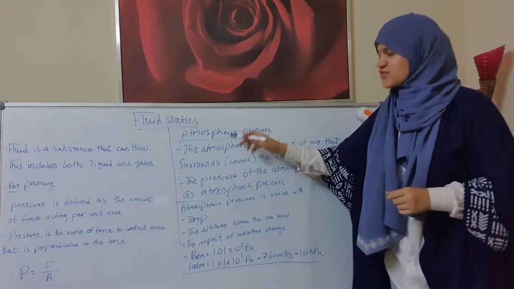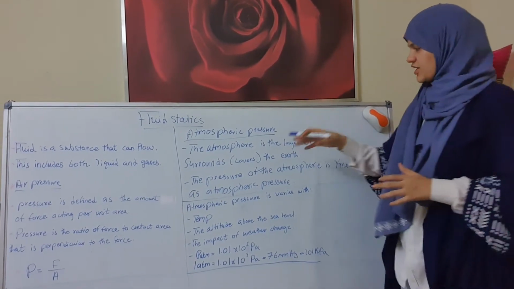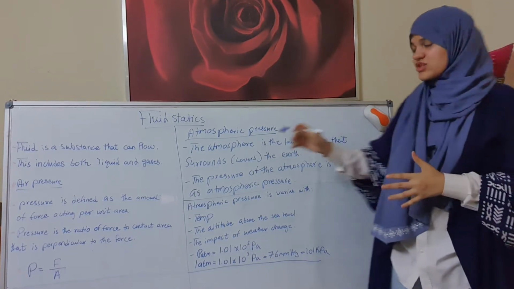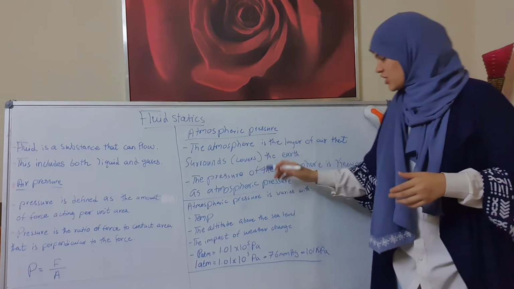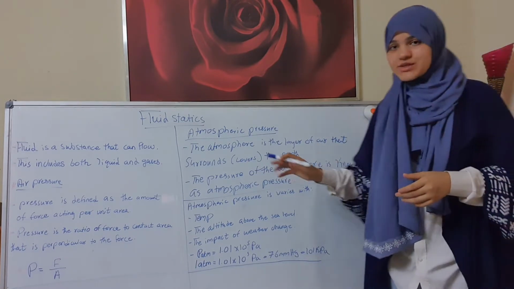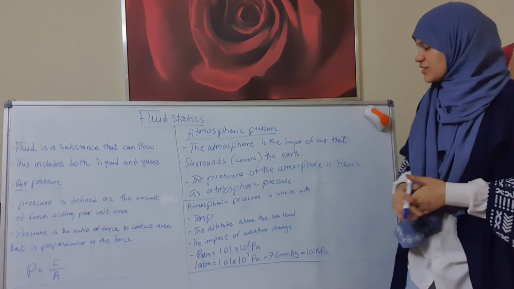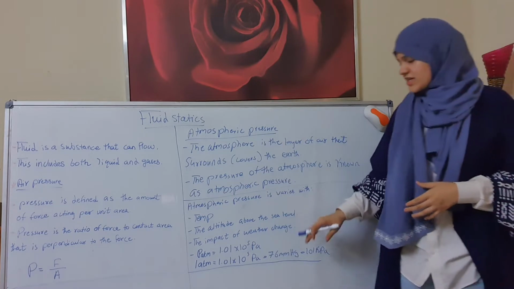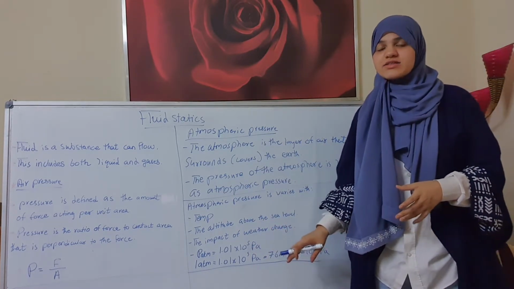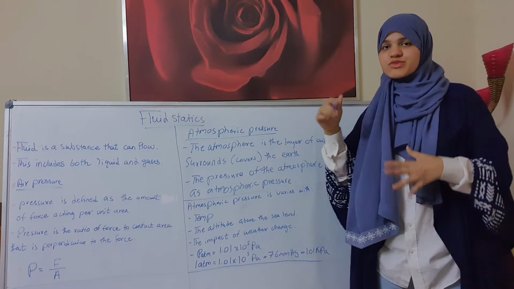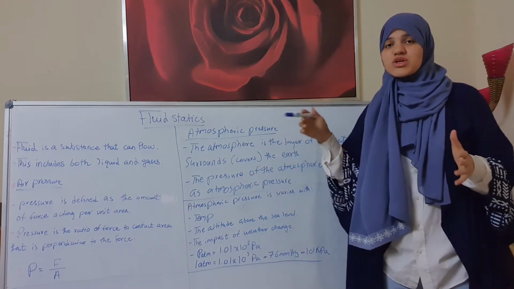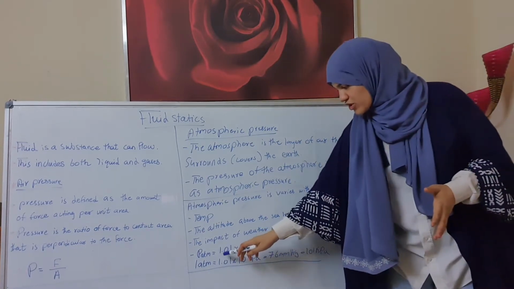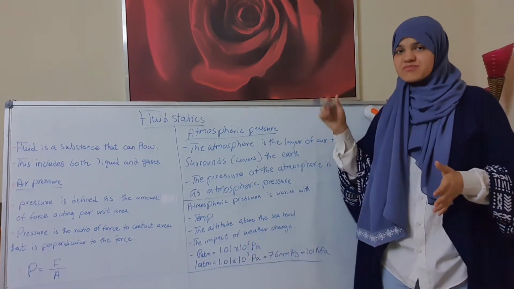Now let's continue with the atmospheric pressure. The atmosphere is the layer of air that covers the earth. The pressure of the atmosphere is known as atmospheric pressure. Atmospheric pressure varies with temperature, the altitude above sea level, and the impact of weather change. The symbol of atmospheric pressure is P atm, which at sea level is equal to 1.01 times 10 to the power of 5 Pascal.